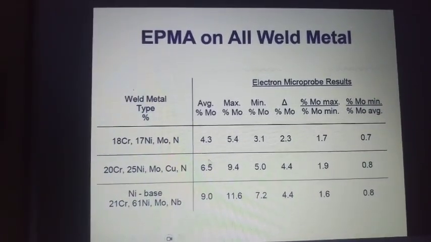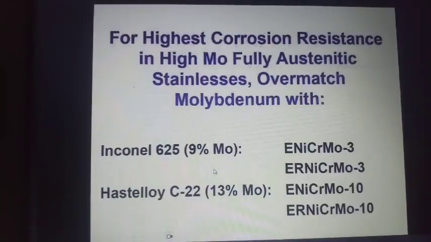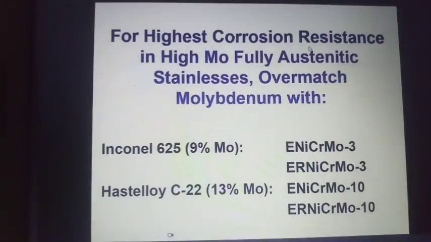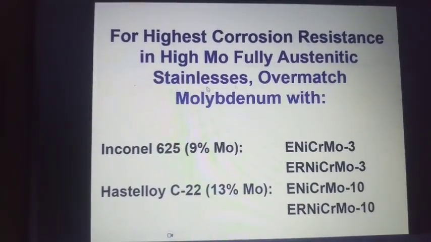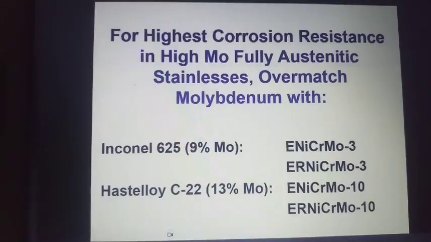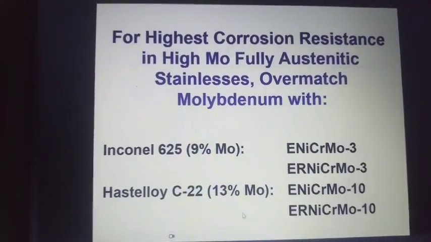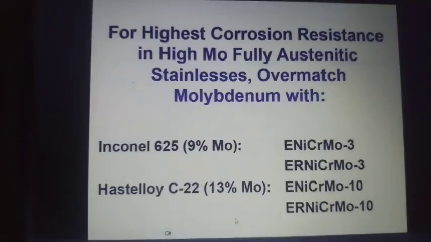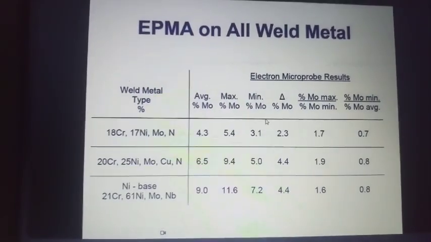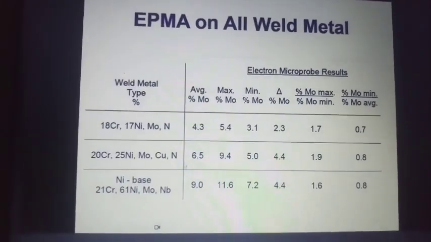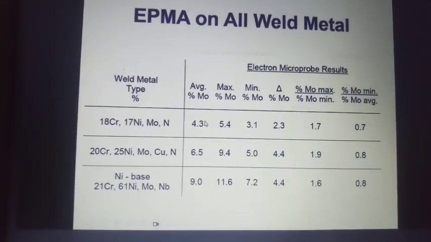In the base material you have a higher moly. In this case, you need to overmatch the filler wire. So for highest corrosion resistance in high moly fully austenitic stainless steel, overmatch molybdenum with 625 or C22. Sometimes we need to do this. Sometimes when you face a problem of pitting in welds, you need to overmatch, because if you observe the moly in the weld, it is lower than the moly we have in the base material.